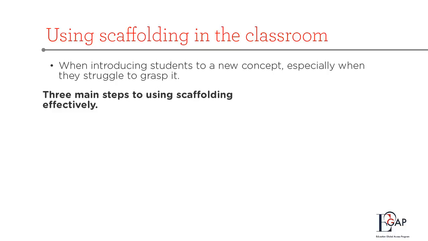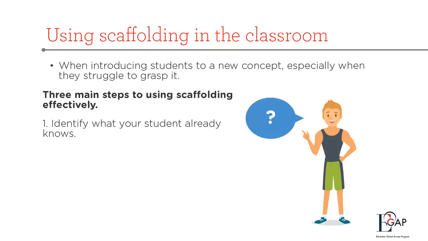There are 3 main steps to using scaffolding effectively. First, identify what your student already knows. This is important for figuring out what their zone of proximal knowledge is, because you can't figure out their proximal knowledge unless you know their current knowledge. Going back to our gym example, this is like the trainer asking you how much weight you are currently able to lift, so they can figure out what your next goal should be.